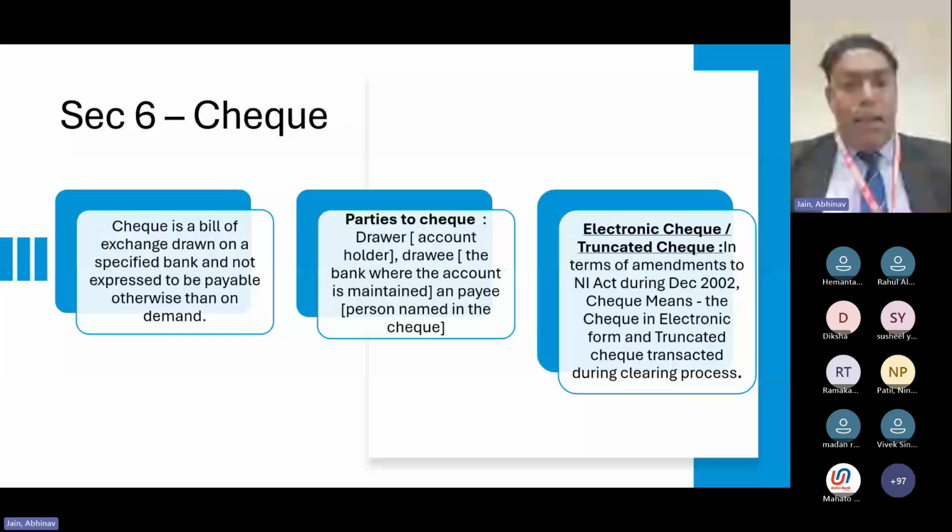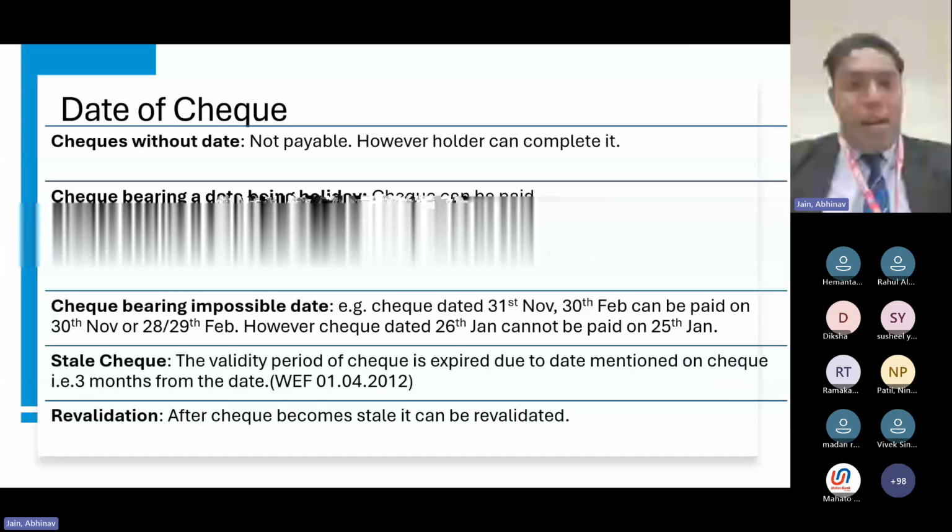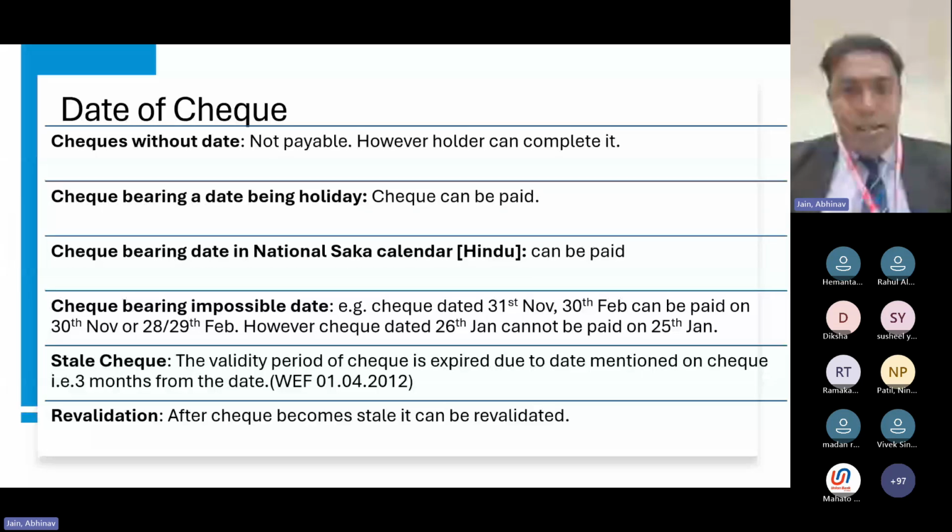Now, another important aspect regarding the date of the check. The checks without date are not payable. If a check bears a date which is a holiday, then the check can be paid. If a check bears a date which is National Saka calendar, that is Hindu calendar, it can be paid. Let's say a check bears an impossible date, very important. What is an impossible date? First of all, understand 31st November, 30th February. These are impossible dates. So if a check is dated like that, it can be paid on the last correct date, like the last working day or the last valid date.